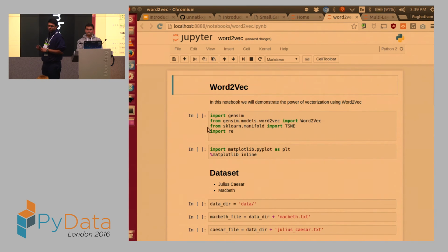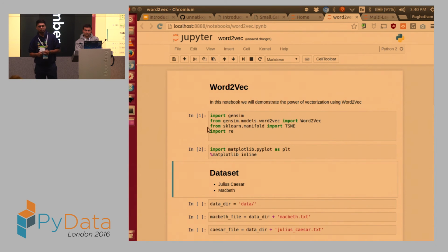Okay, there's another library that you have to install. It's called Gensim. I think it is part of Anaconda. If it's part of Anaconda, it's awesome because it's a very good library to do Word2Vec. I think we just run through.